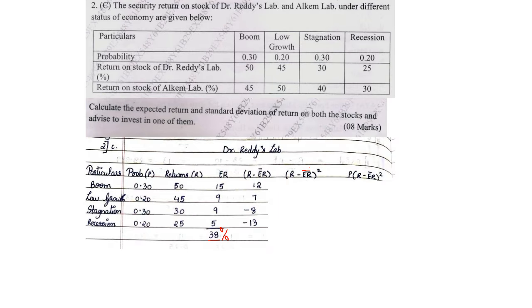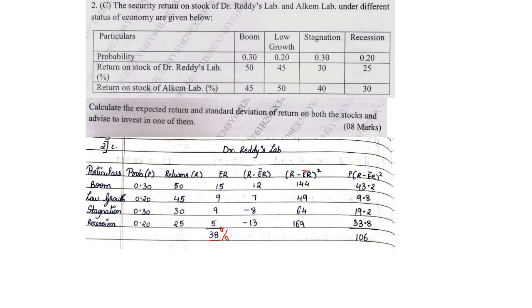Next column, the square of this. So 12 12s are 144, 7 7s are 49, negative 8 into negative 8 is positive 64, negative 13 into negative 13 is 169. And lastly, we need to multiply this column with the probability and we get the values as 43.2, 9.8, 19.2, 33.8, the total of which comes to 106. That is the total variance.